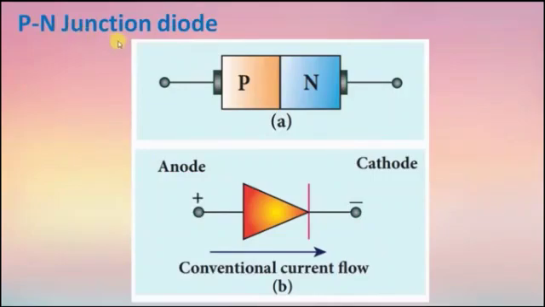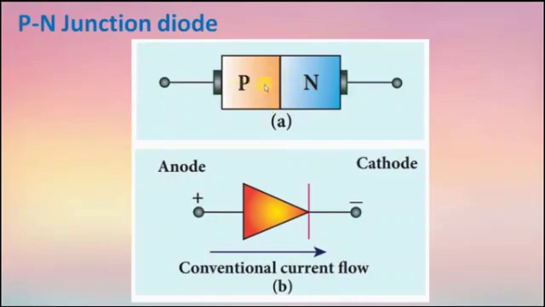Next we are going to see the PN junction diode. We already know that we take one pure intrinsic semiconductor. Half of one side is doped by P-type semiconductor, and the remaining half of the side is doped by N-type semiconductor. Then it forms the PN junction.